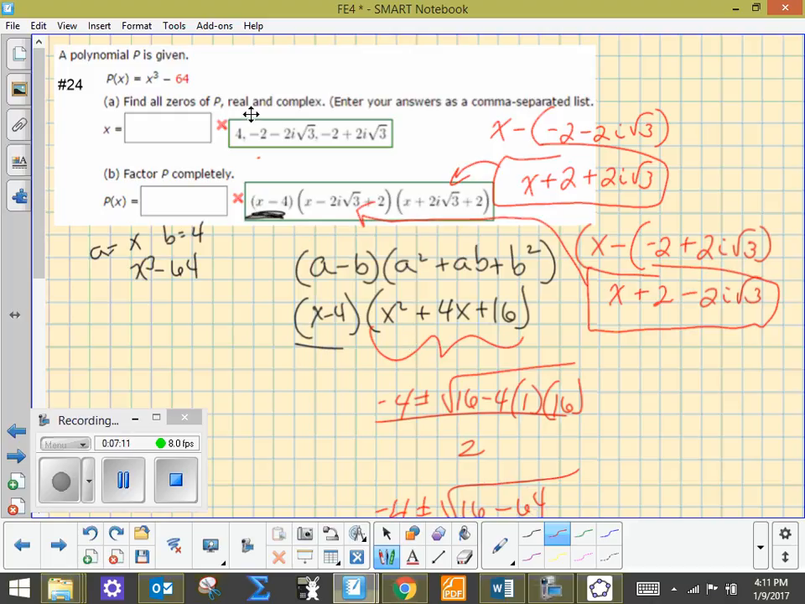But once you have these factors, like I said today in class, if you just want to write this right here, I'm okay with that. You don't have to distribute if you don't want to. Know how to do this problem.